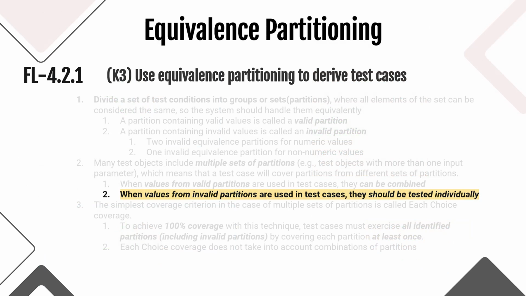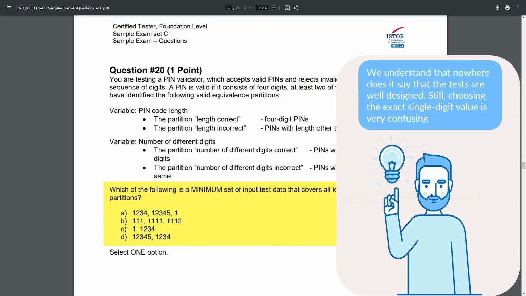When values from invalid partitions are used in test cases, they should be tested individually. Therefore, it's a little strange to add an invalid, poorly designed test to the answer options. We understand that nowhere does it say that the tests are well designed. Still, choosing the exact single-digit value is very confusing. Anyway, we have what we have.